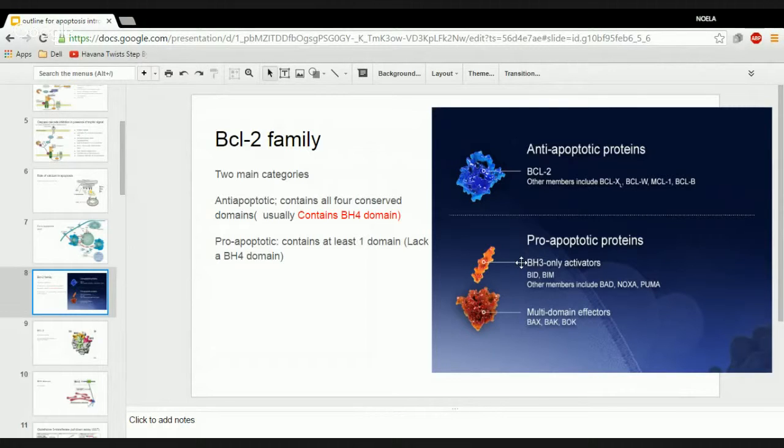These domains correspond to the alpha helices, which dictate structure and function. The anti-apoptotic members contain all four domains, while the pro-apoptotic members contain at least one domain and usually lack the BH4 domain.